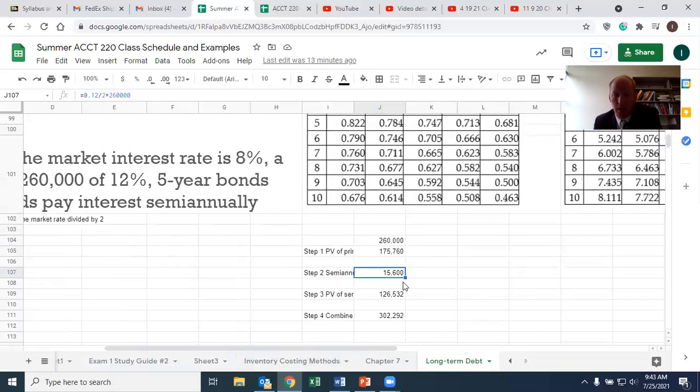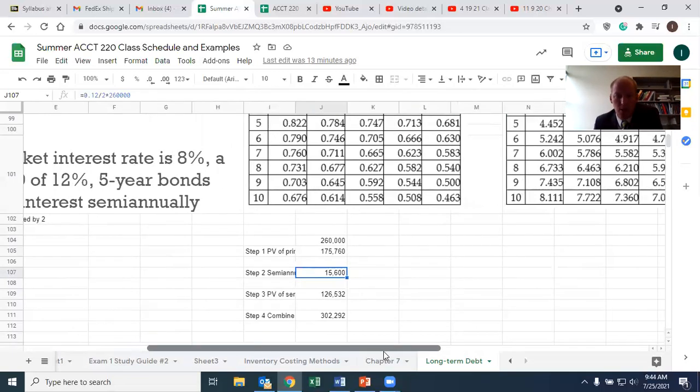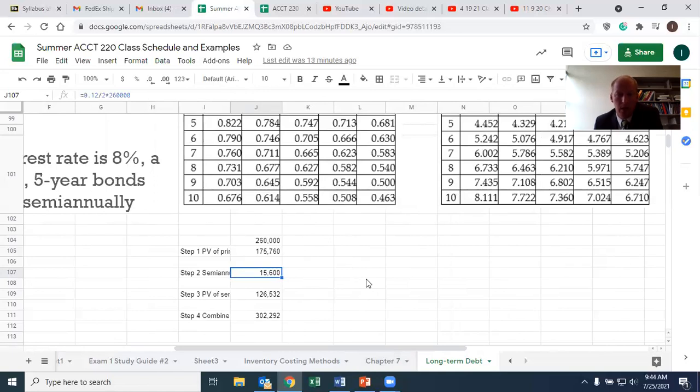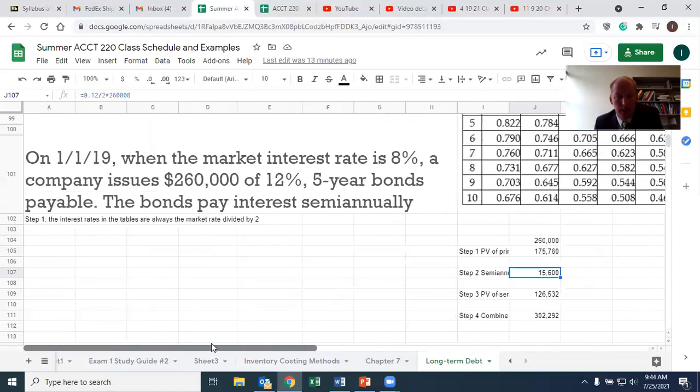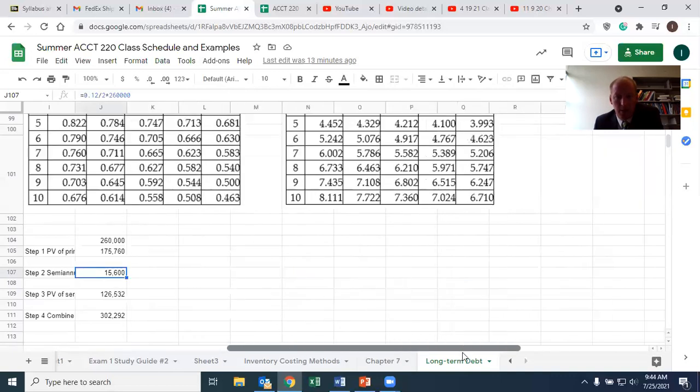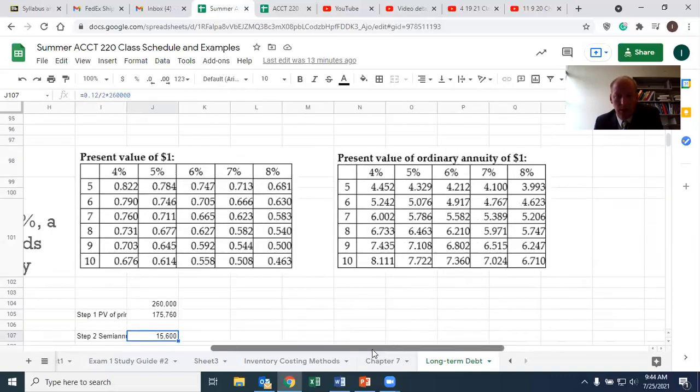But if you think about it, the present value of that is actually a stream of payments. There's $15,600 6 months from now, and then $15,600 a year from now, and then $15,600 a year and a half from now, 2 years, semi-annual. So what we need to do is figure out the present value of that stream of payments. Again, if we go up here to the table, here was the present value of $1. You'll notice every one of those was less than 1.